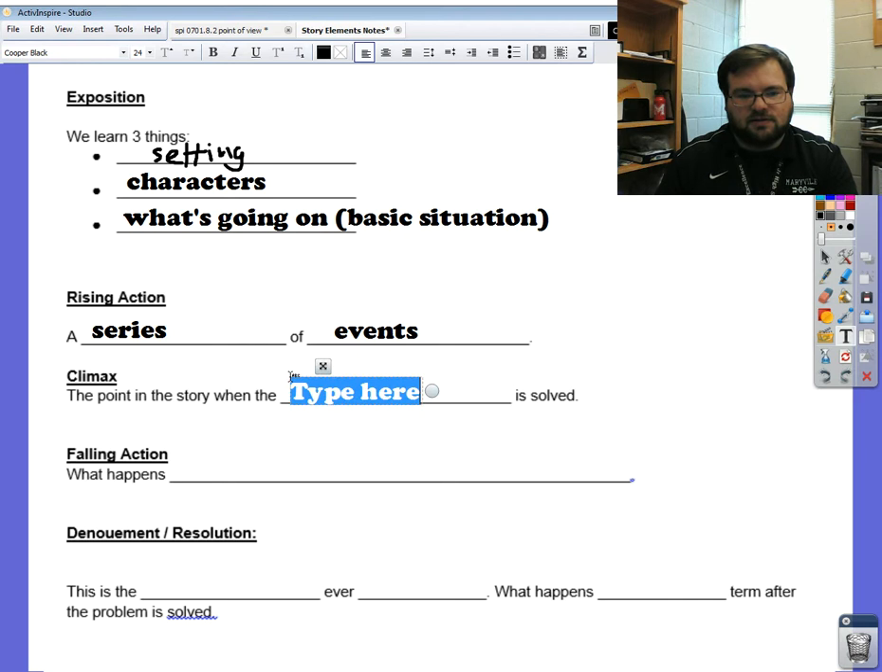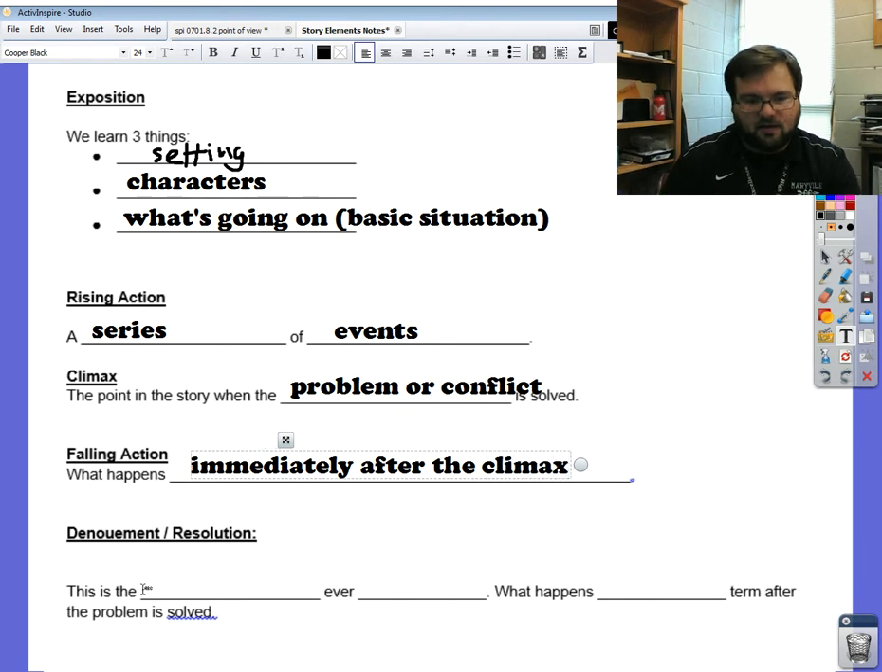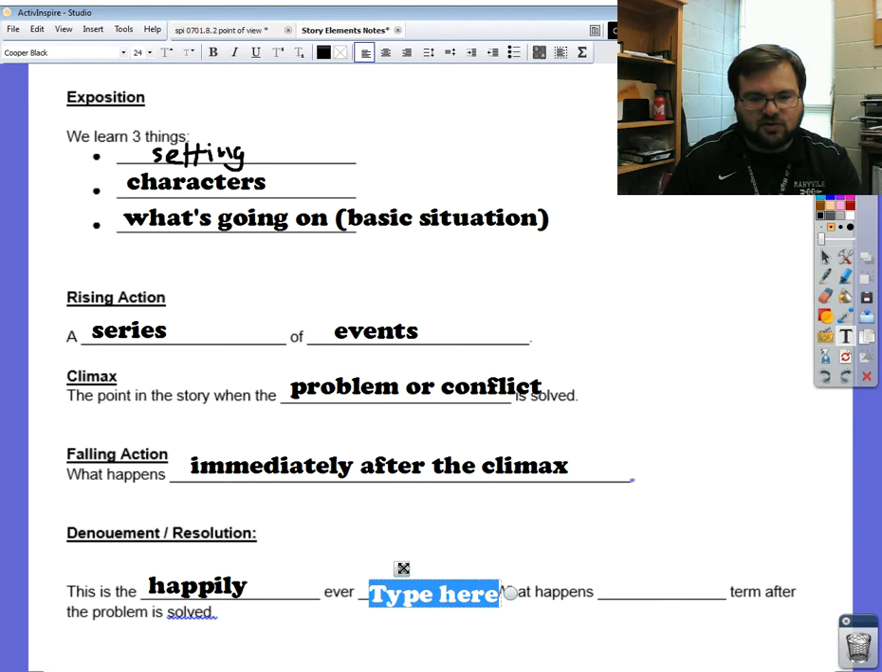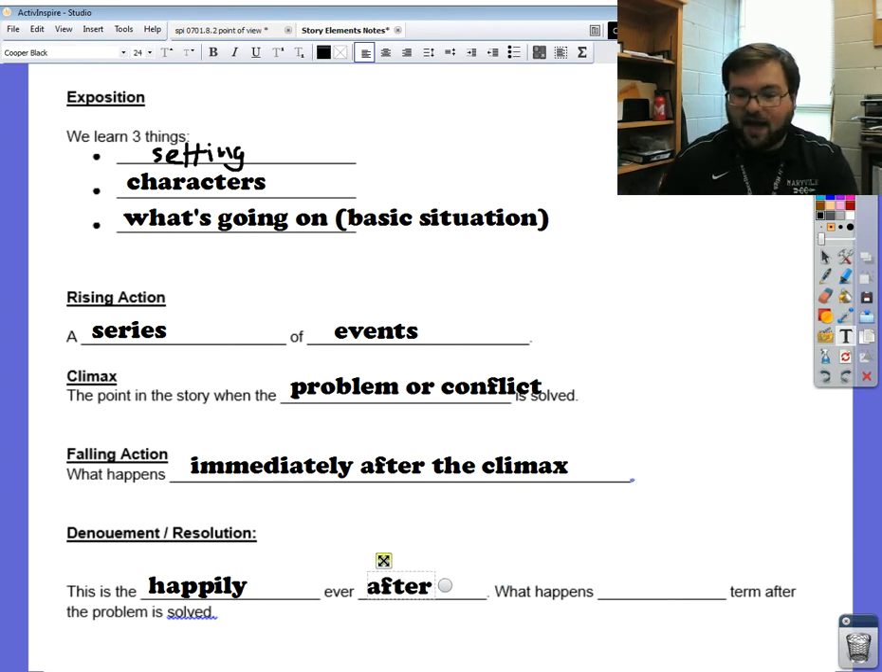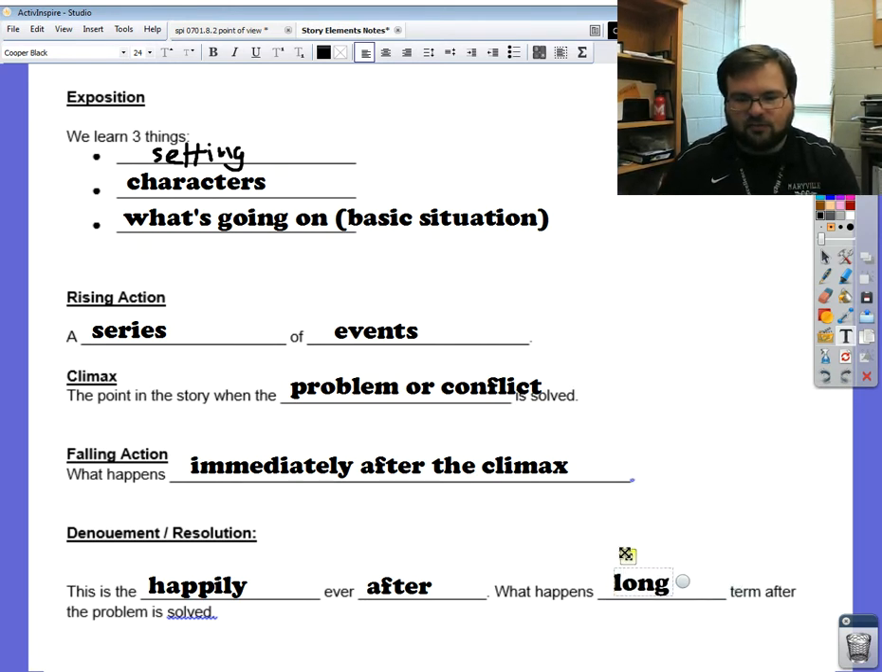The climax in the story is the point in the story when the problem or conflict is solved. Falling action is what happens immediately after the climax. And the denouement or the resolution, this is the happily ever after. So like in fairy tales, when Cinderella lives happily ever after, that's the resolution part, the things that she's doing that make her live happily ever after. So she moves into the castle, she becomes the princess, that's the resolution. So it's what happens in the long term after the problem is solved.